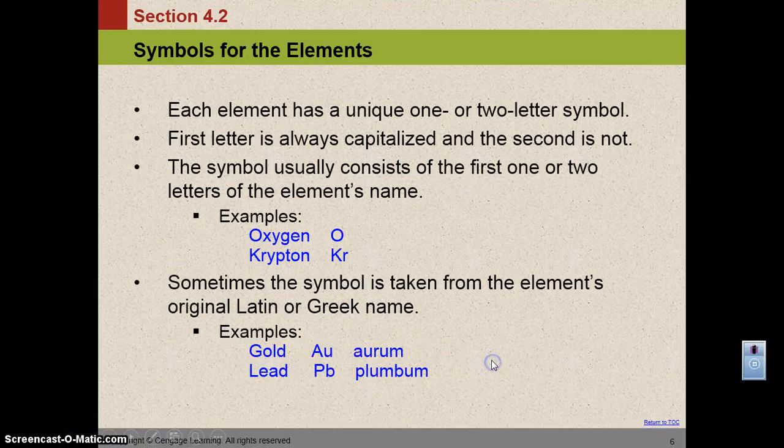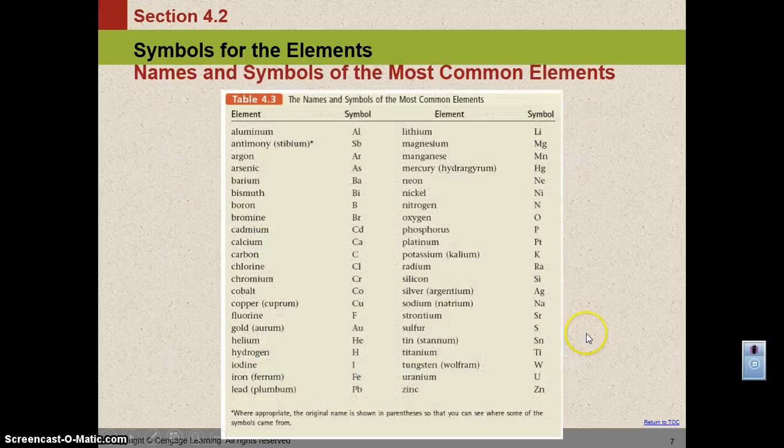Go to the next slide. This is the names and symbols of the most common elements that you're going to use. This is a table in your textbook. I don't mind for you using this as a reference, but like I said again, the entire periodic table is the best way to go about it. Looking at the periodic table and just getting to know where the different elements are located on the periodic table and what their symbols are.